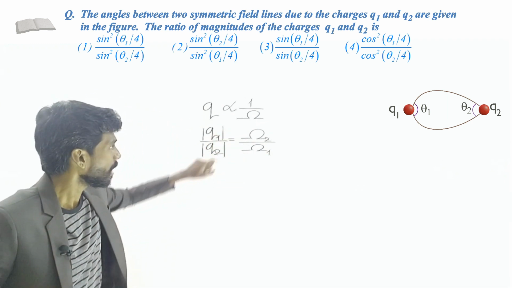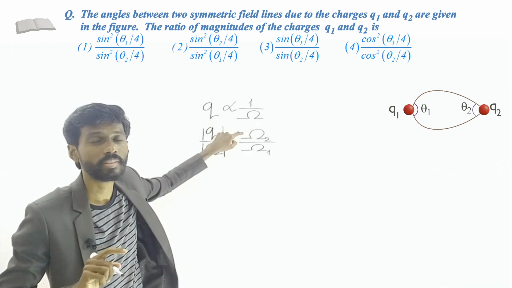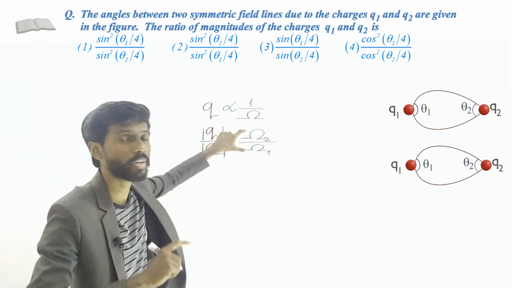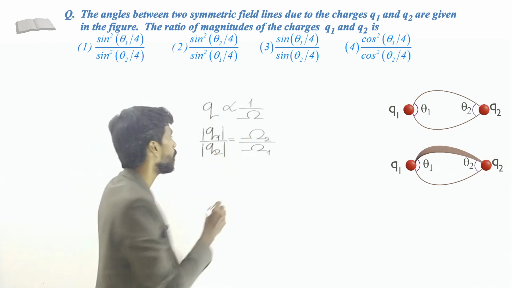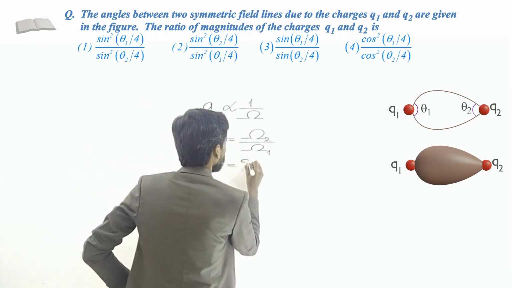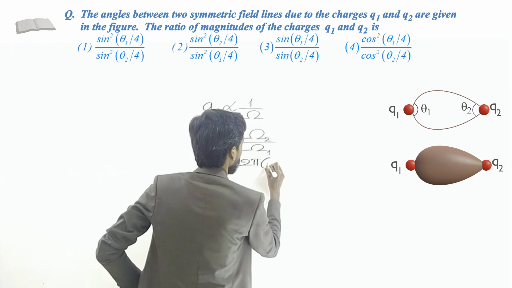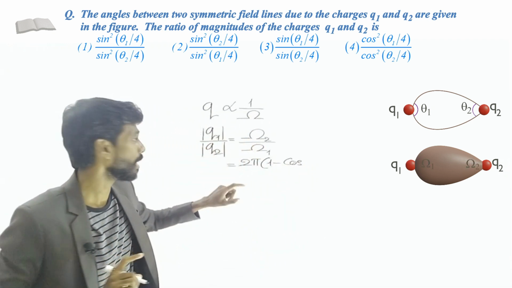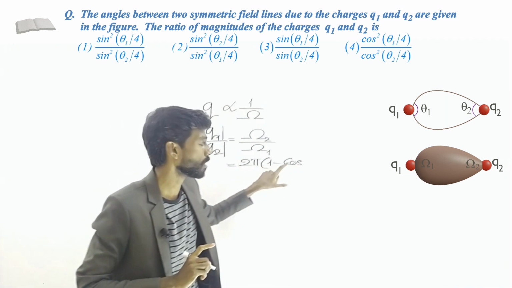But this is not given in the question. The solid angle is not given, only the plane angle is given. So let us write the relation between the solid angle and the plane angle. So what is the relation? That is 2 pi multiplied by 1 minus cos of the plane angle. You understand? The solid angle is 2 pi multiplied by 1 minus cos of the plane angle.